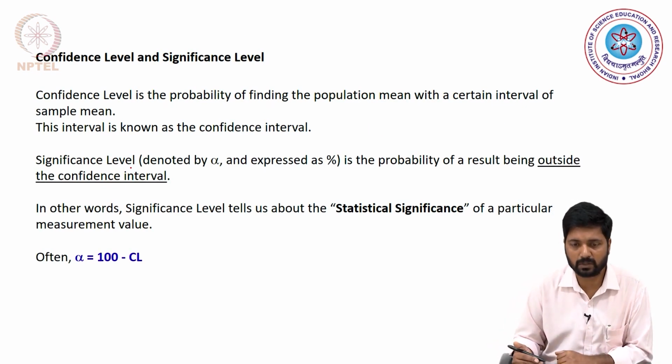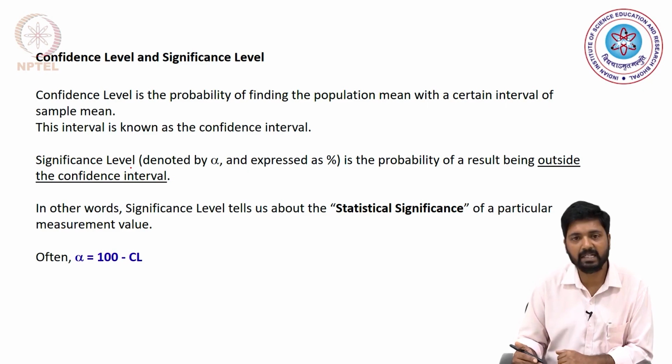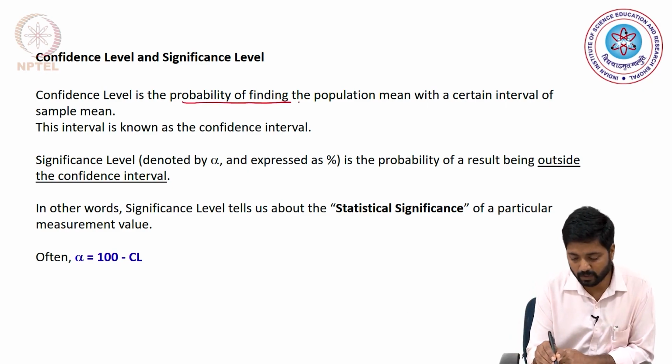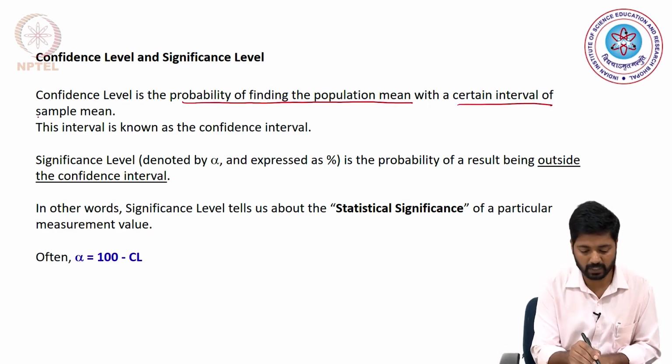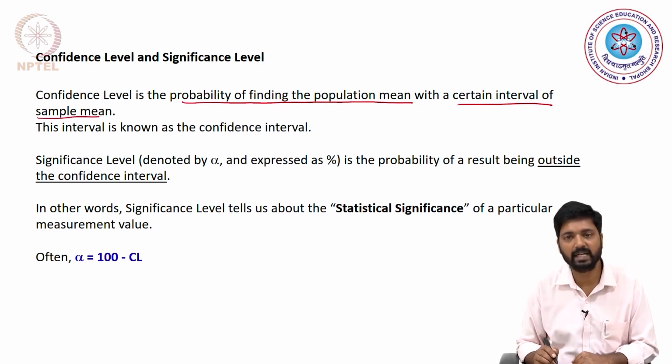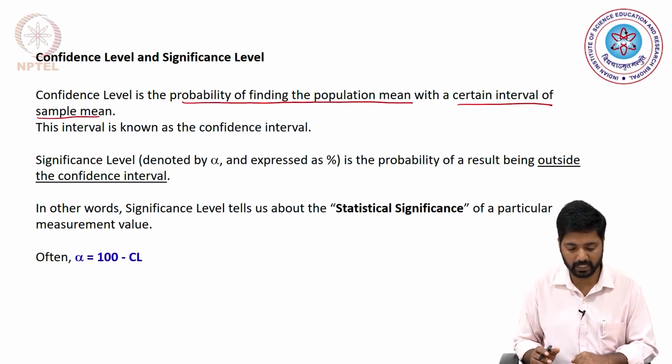So coming back to the confidence level and significance level, it is again important to emphasize that confidence level is the probability of finding the population mean within a certain interval of the sample mean. So we can take a small sample from the whole population, the sample mean will be different from the population mean, but if we analyze it properly, we will be able to make predictions about the population mean based on what the sample mean is and at what confidence level we want to make that prediction.